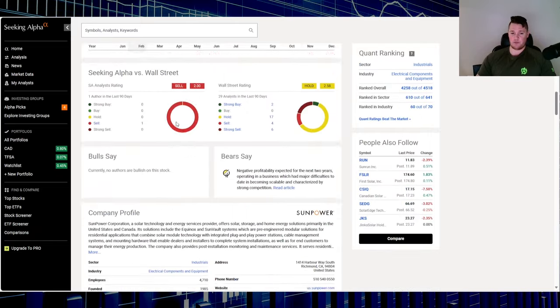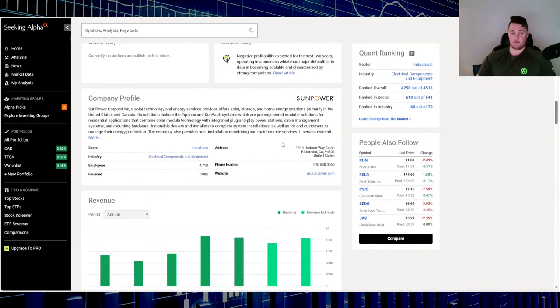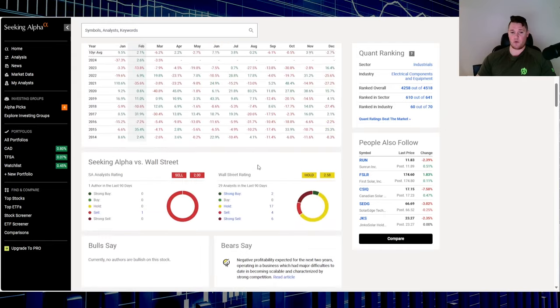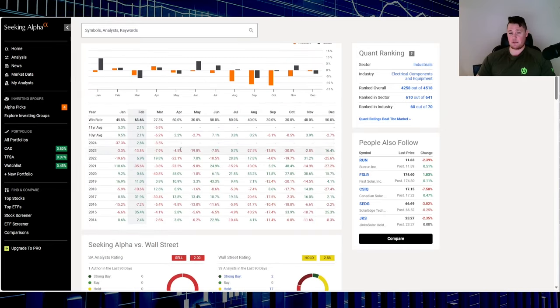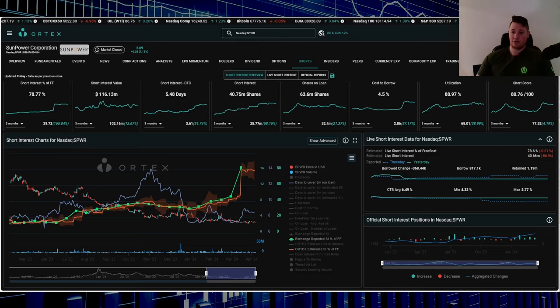This is what they do. So you can once again read through that. Electrical components and equipment. Seasonality, April seems to be doing somewhat okay, so 2.2%. But right here, 78.6% of the free float is being shorted. So this is the highest short interest stock going into next week.